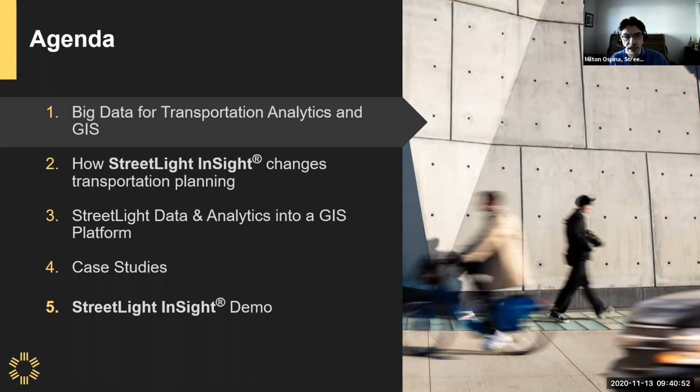This is the agenda for today. I'll talk a little bit about big data for transportation analytics. There are some relationships to the previous presentations in terms of using big data for exploring and discovering new insights into the phenomenon that we are exploring. Then we'll talk about how our platform, called StreetLight Insight, helps change how you do transportation planning, how we bring that data into GIS, and then I'll do some case studies and a quick demo.